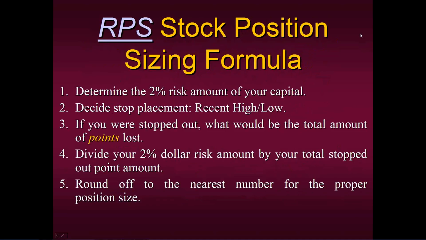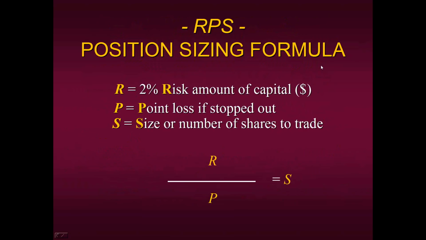It's that simple. Okay. Let's take it a step forward, and we'll show you exactly how to apply this position sizing formula. Remember, RPS method stands for R equals the 2% risk amount of your capital, P equals the point loss if you're stopped out, and S equals the size. So all you have to do is divide R by P, and this gives you S. Divide R, the 2% risk amount of your capital, by P, the number of points lost if you were stopped out, if you were wrong in the trade, and this gives you S, or the size.